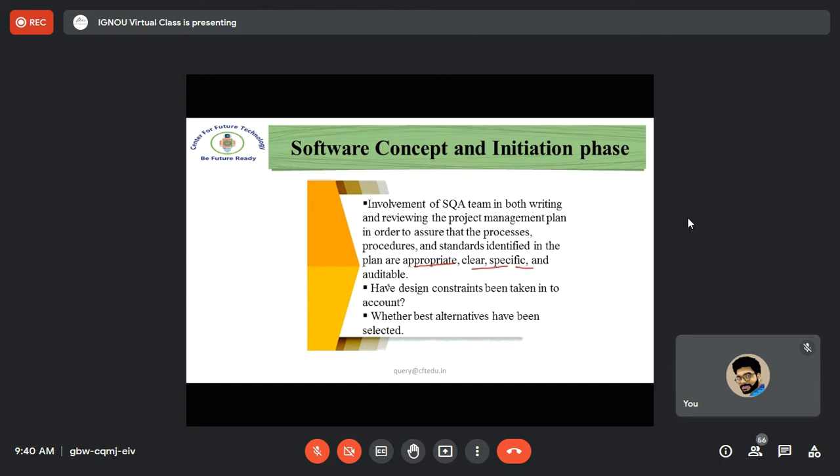In the initial phase, being the project manager of the team, we have to ensure that every team member who is directly or indirectly involved in the software development work has a clear idea and a clear vision about what we are going to achieve. Apart from this, the question must be asked: has the design constraint been taken into account? Whether we have chosen the best alternative for this. So in the initiation phase, for the quality part of the software, we have to have such a mindset. Now, software requirement.